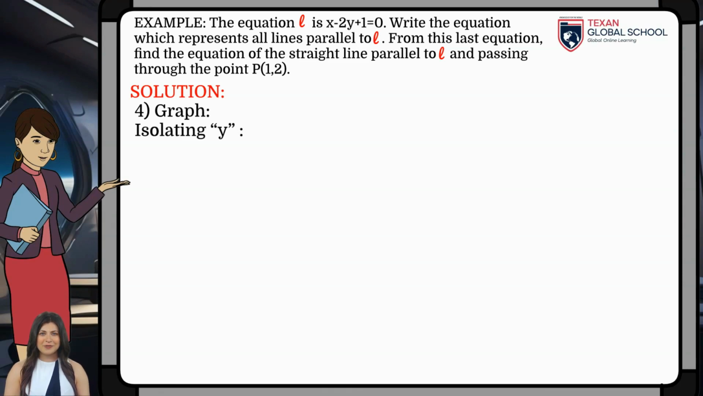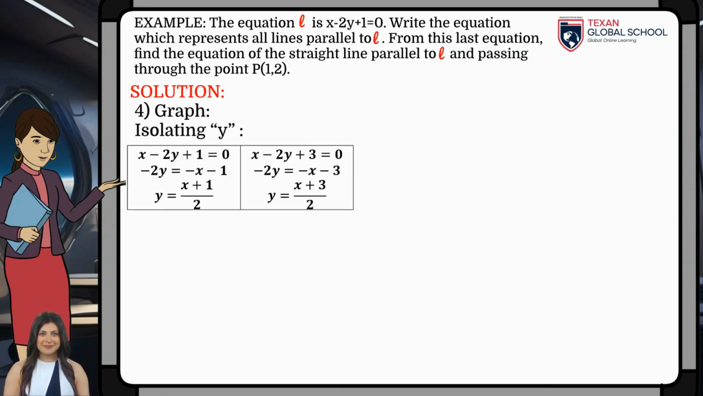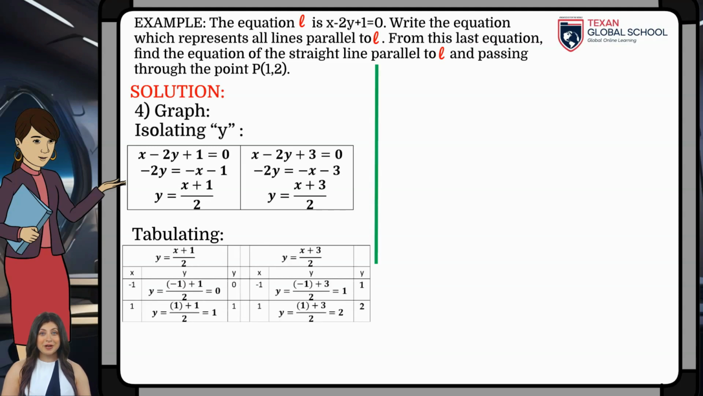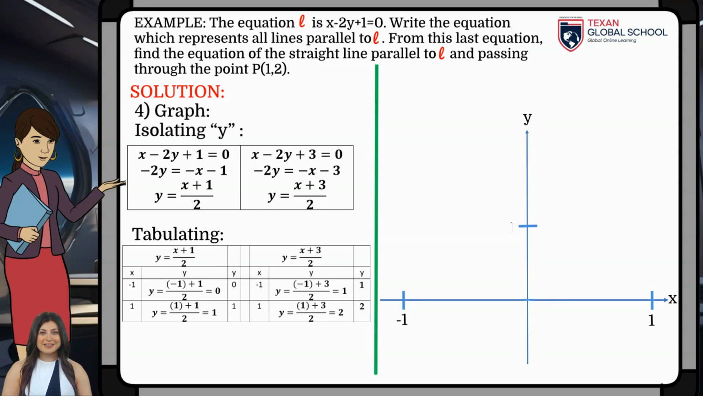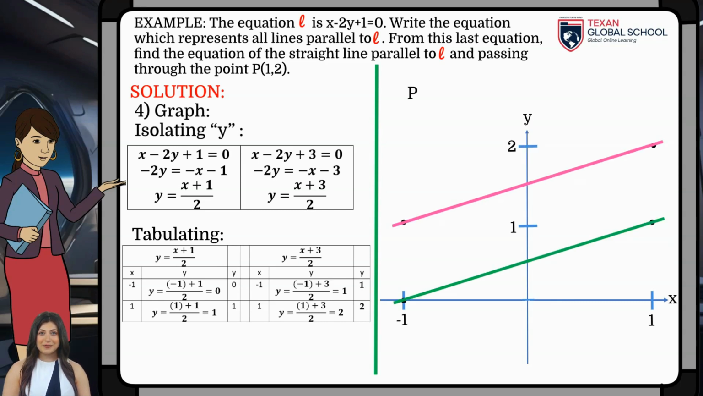First, isolate y from both equations. Now, propose two values of x and substitute to obtain the value of y. In this way, we obtain the tabulation with its coordinates. Then, plot to see the behavior of the straight lines, thus verifying that they are parallel.